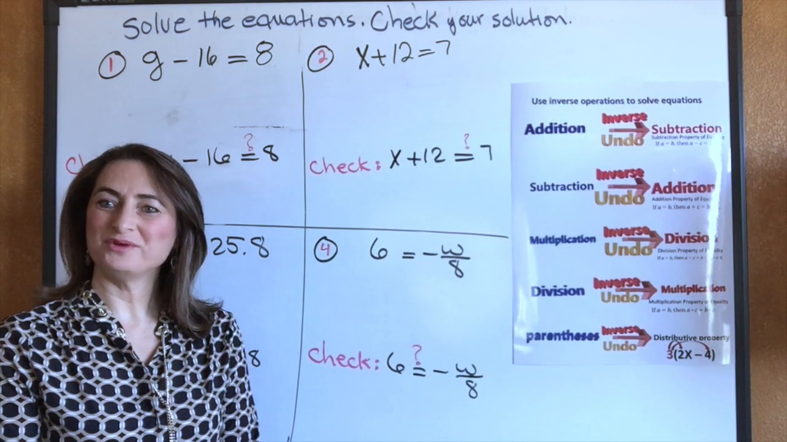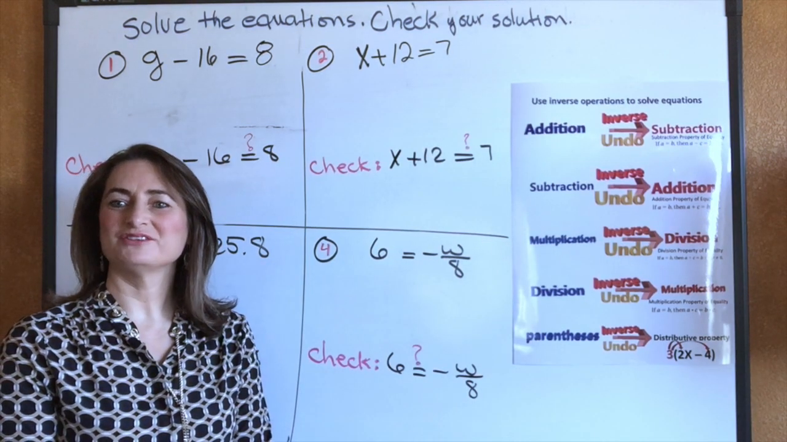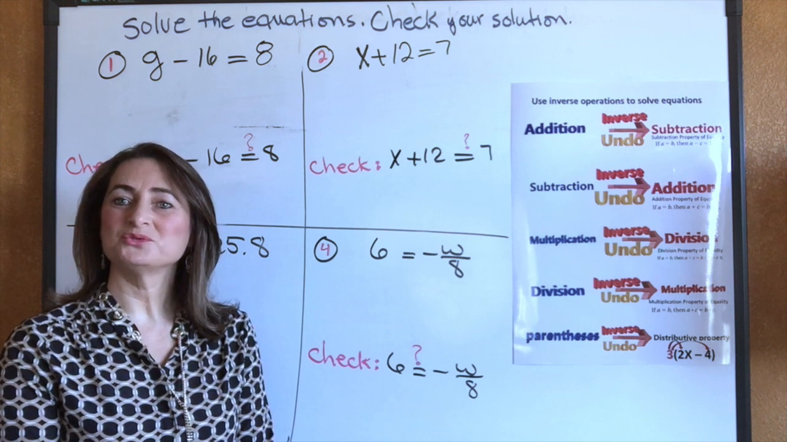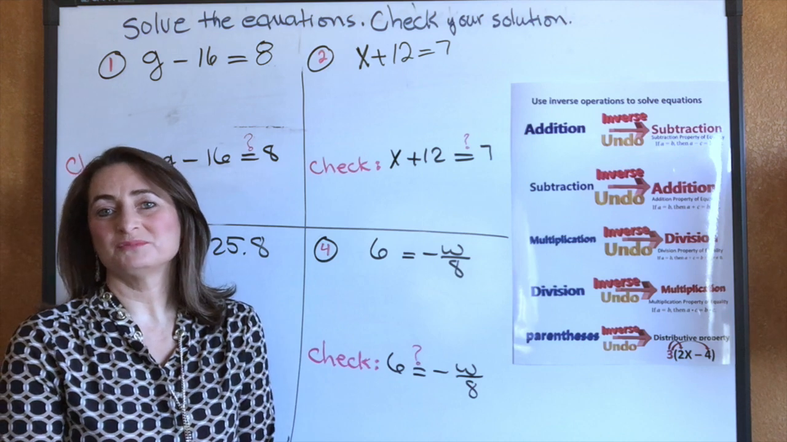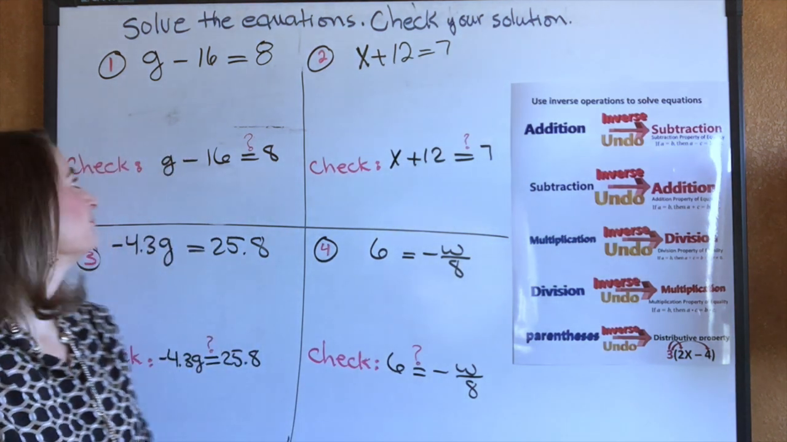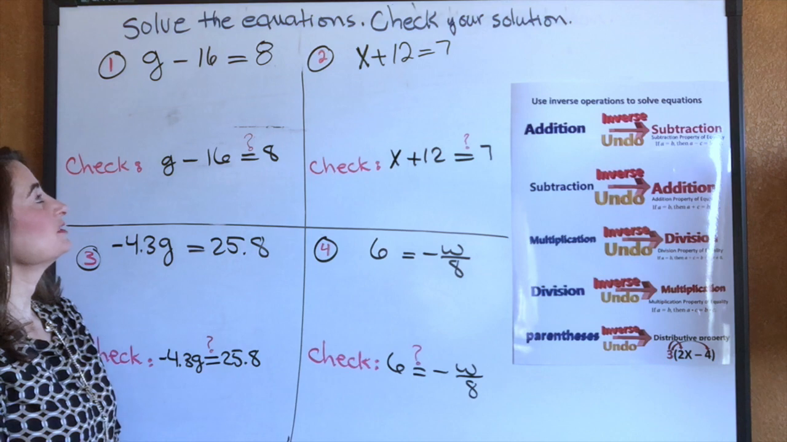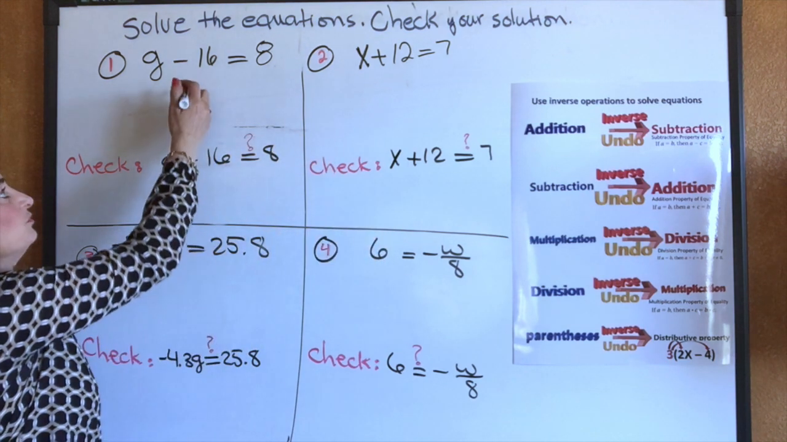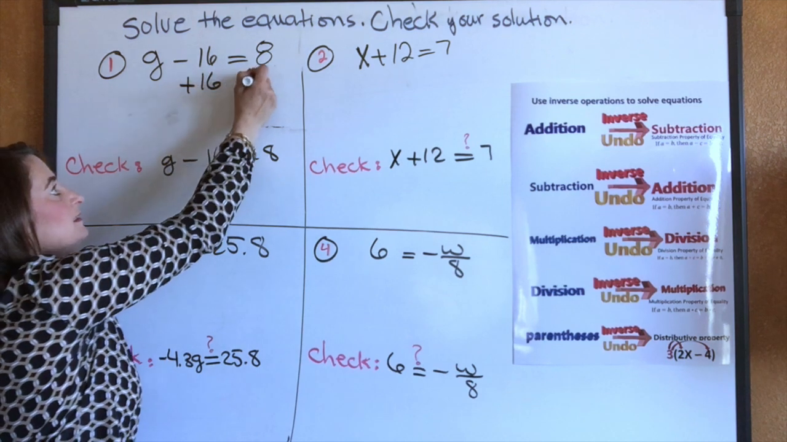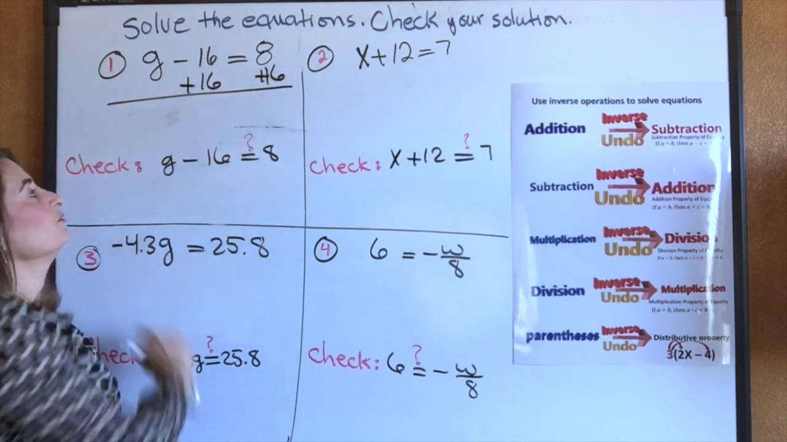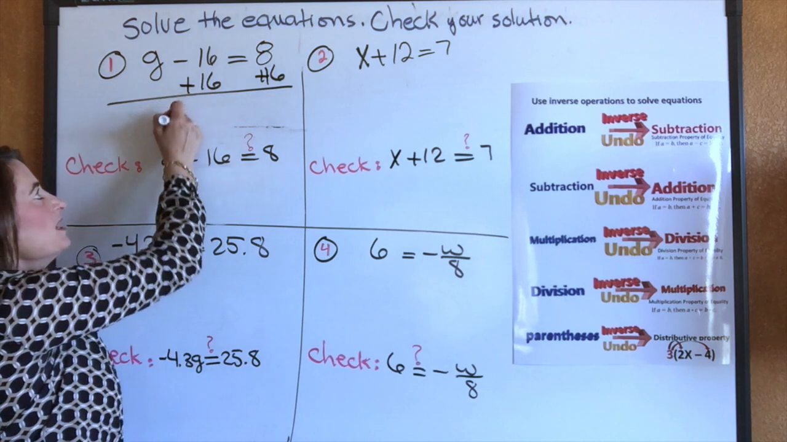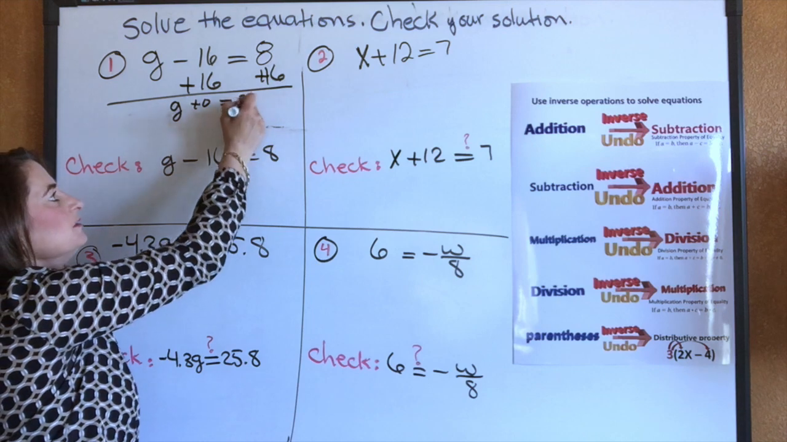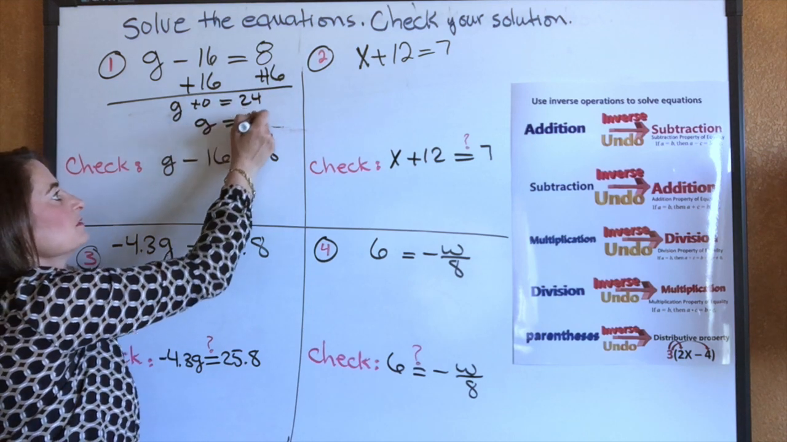Okay, now let's solve the equations and check the solution using inverse operations. Remember, the ultimate goal is to isolate the variable on one side of the equation to possibly equal a number. So let's try the first one. G minus 16 equals 8. I need to isolate G. Since we're subtracting 16, to undo subtraction, we use addition. So add 16 to both sides to keep the equation balanced. Now bring the G down. Negative 16 plus 16 is 0, so plus 0. 8 plus 16 equals 24, which gives you G equals 24.